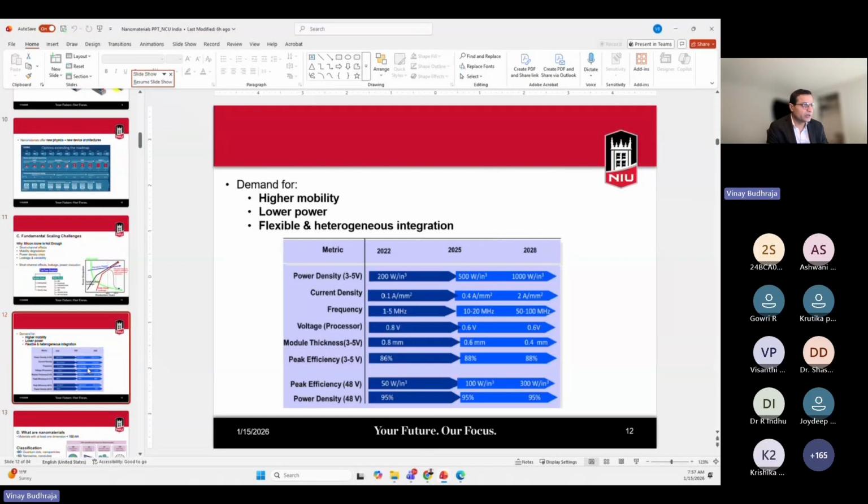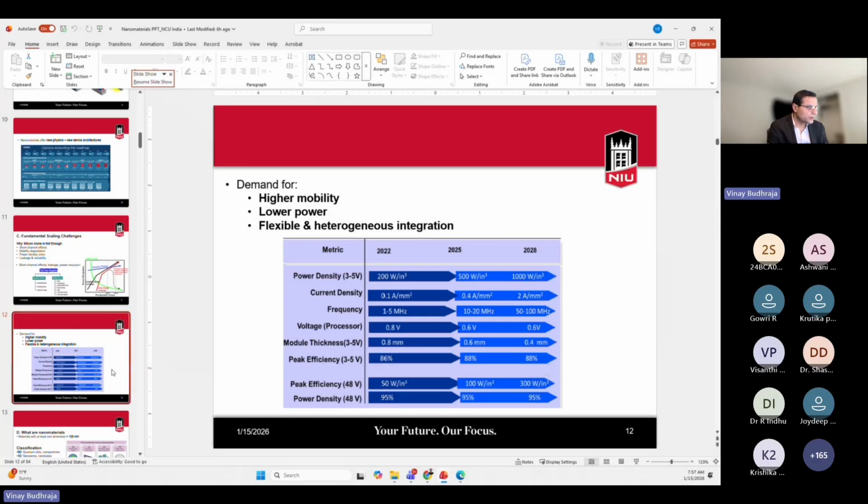So there is a demand for higher mobility, lower power, and flexible and heterogeneous integration. That cannot be handled by silicon alone. That's why nanomaterials find their scope in semiconductor devices. This chart shows the different parameter requirements in 2022 and beyond.